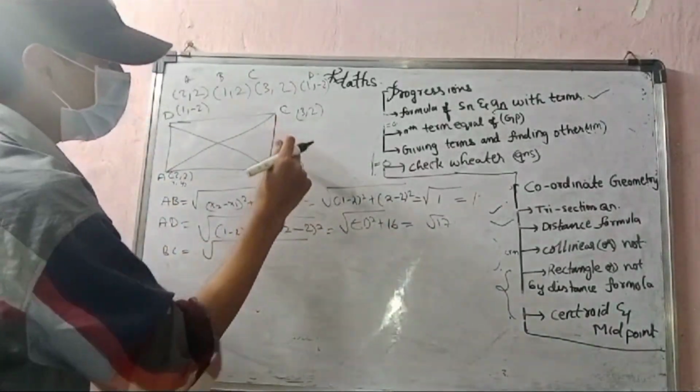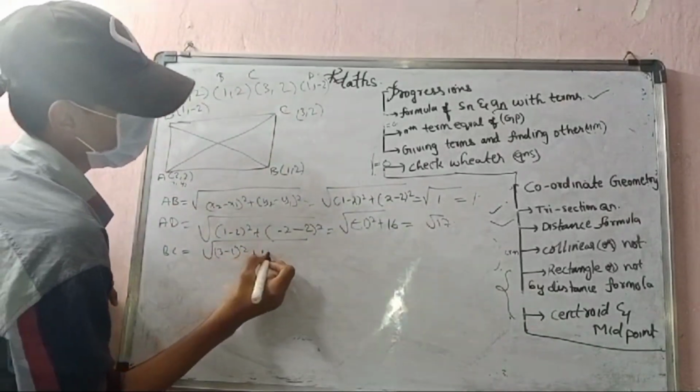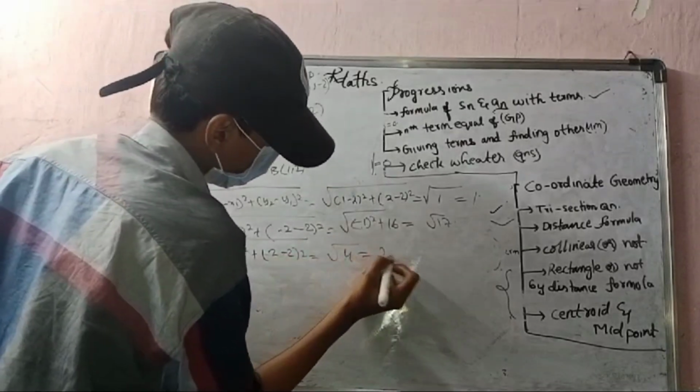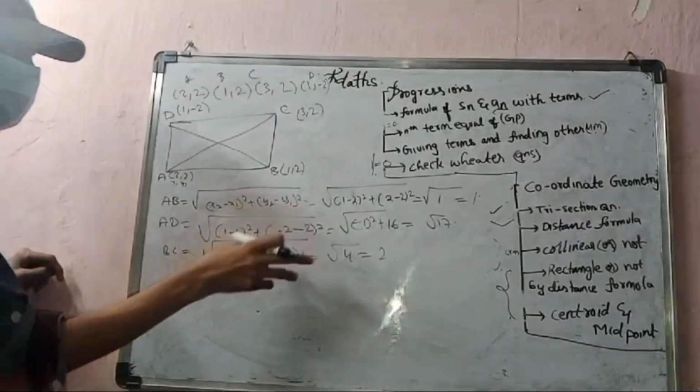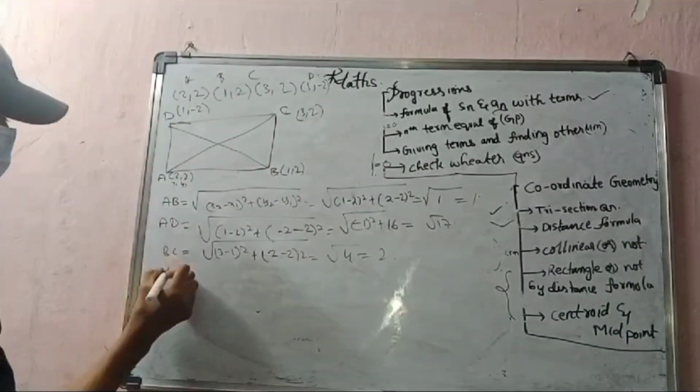BC is nothing but the square root of (3 minus 1) whole square plus (2 minus 2) whole square. So this is root 4, which will be 2. Means 3 minus 1 is 2, 2 square is 4, root 4 will be 2. This will be 0. Now BC is completed. Now DC.